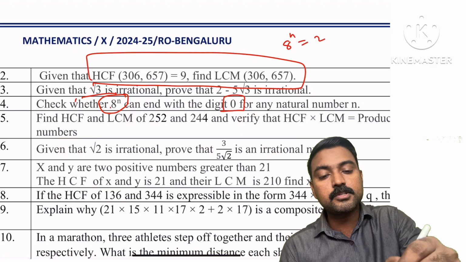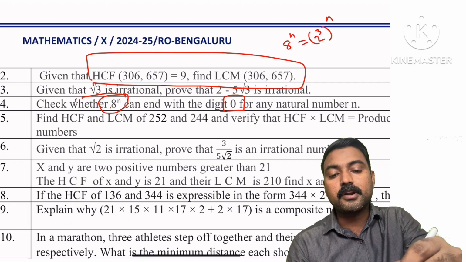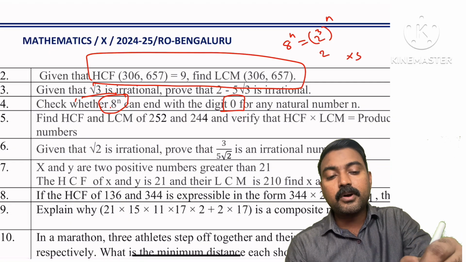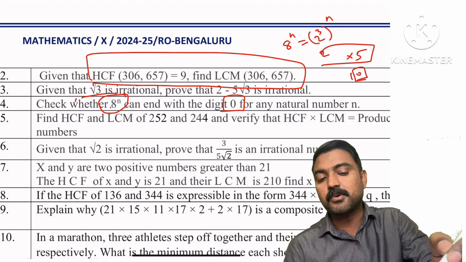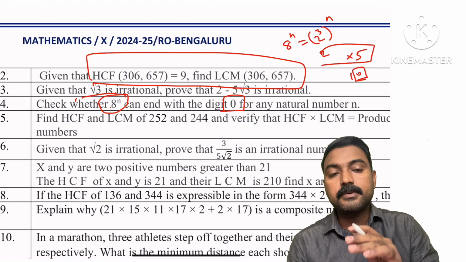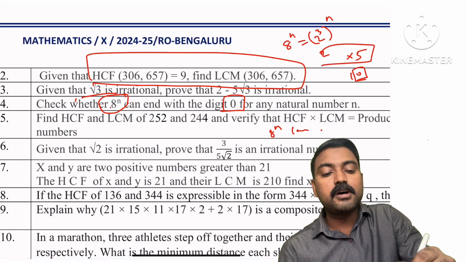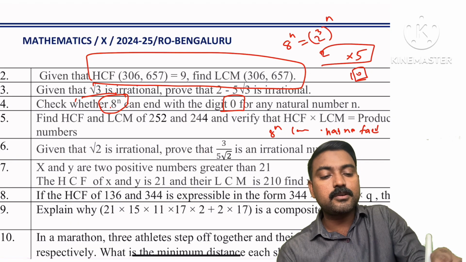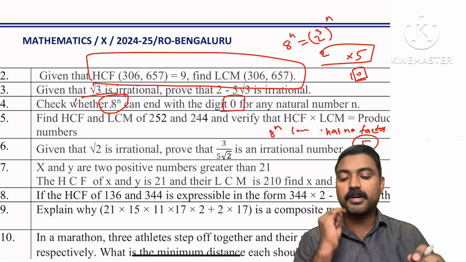8 raised to n means 2 cube, that means 2 cube all raised to n. Here the factor is 2 only. 2 repeats many times. If 5 also comes, only then it will make a multiple of 10 and end with the digit 0. So we can write the answer: 8 raised to n cannot end with the digit 0. The reason is it has no factor 5. If a number ends with the digit 0, it should have factors 2 and 5.